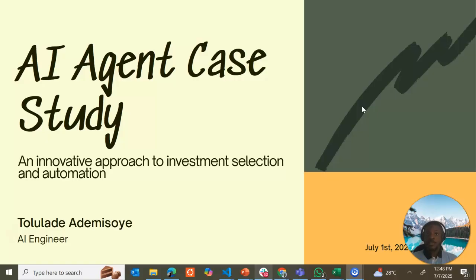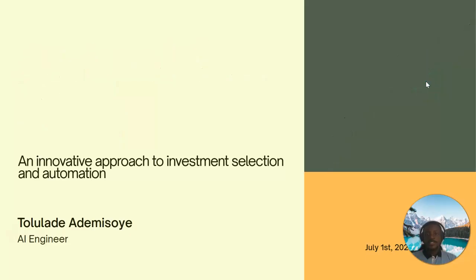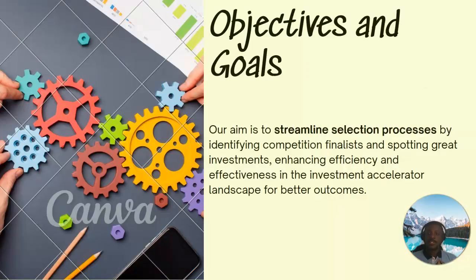But today we're going to be talking about how we can integrate AI, building an AI agent around it, and reducing the number of hours it takes to read an application and select the final applicant. All right, so just work with me. Okay, all right. So, like I said, our aim basically is to streamline the selection process, right?